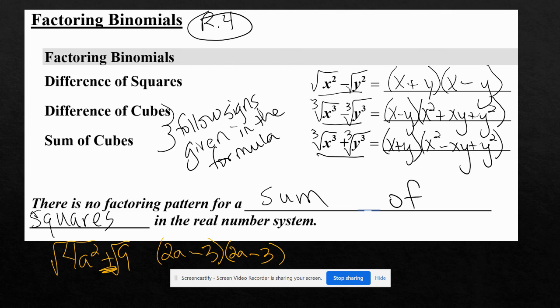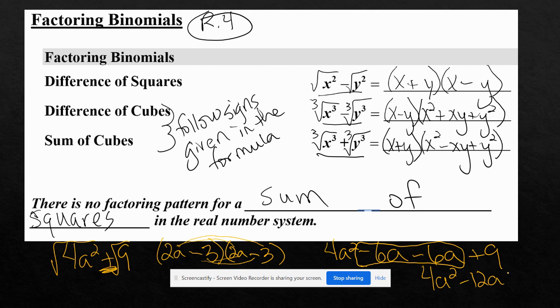plus. Well, if I were to FOIL that out or distribute or whatever to check my work, 2a times 2a is 4a squared. 2a times negative 3 is negative 6a. Negative 3 times 2a is negative 6a. And negative 3 times negative 3 is positive 9. Well, look in the middle here. Negative 6a minus another 6a is negative 12a. And so we end up with a middle term. There is no possible way, unless we start talking about imaginary numbers, for us to factor a sum of squares.